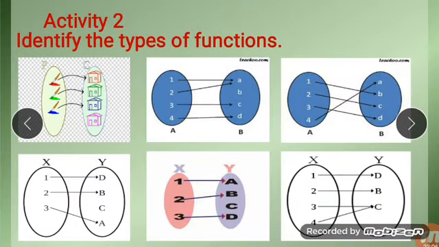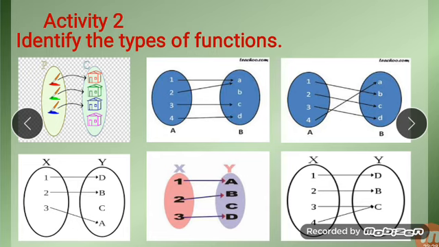Here is an activity 2. You are going to identify the types of functions. So we can conclude here that this is a one-one function and this is an into function as well because one element in the second set is not the image of any element of the first set. So one-one and into will make the injective function.